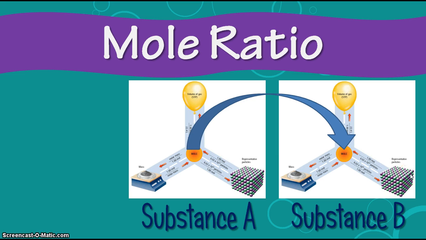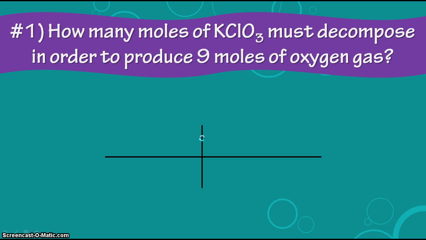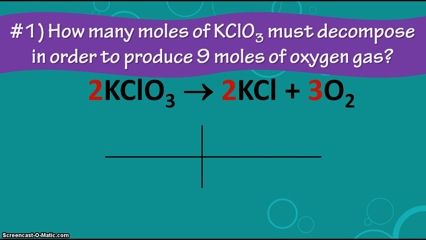Any of these could happen, but again, mole to mole, mole to mass, mass to mole, or mass to mass are the most common examples, all of which require a mole to mole ratio as your conversion factor to allow you to switch from substance A to substance B. How many moles of KClO3 in example 1 must decompose in order to produce 9 moles of oxygen gas? So here's your balanced equation.